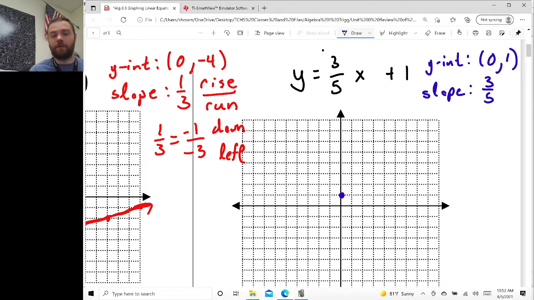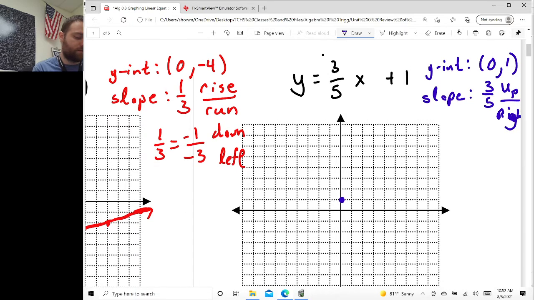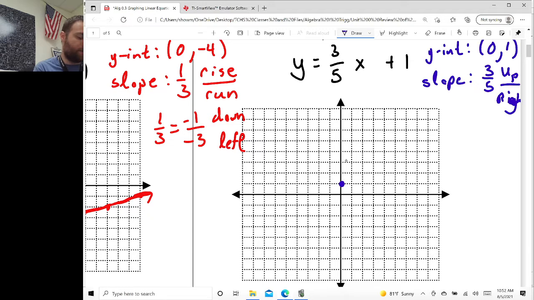So that means I'm going to go up 3, and right. So I'm going to go up 3, right 1, 2, 3, 4, 5. And you just continue that pattern. So up 3, right 5. So that's kind of off the page. I know it's going to be kind of right there. So I'm just going to do that. So I've got the right-hand side.